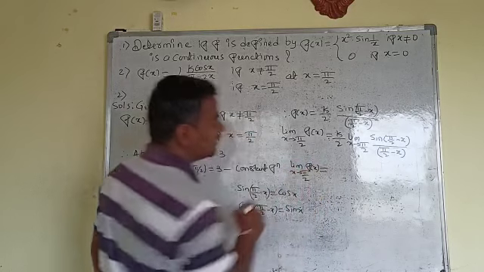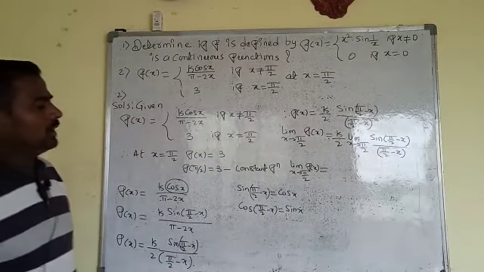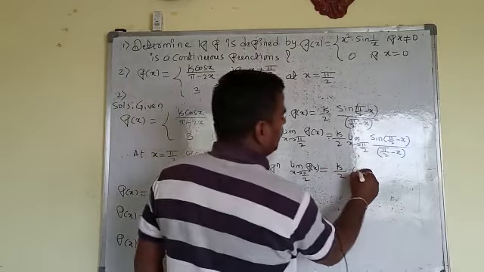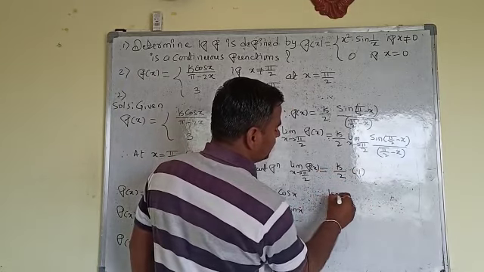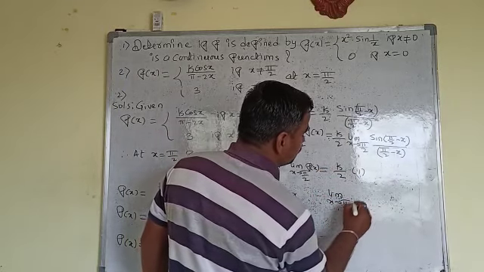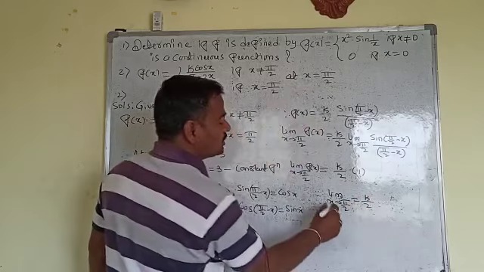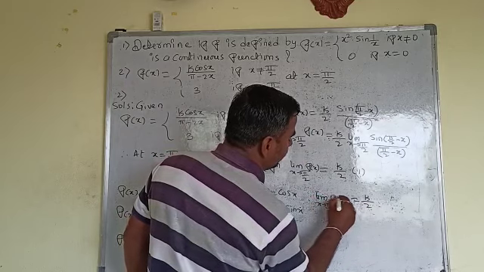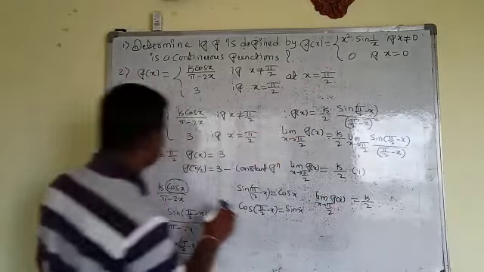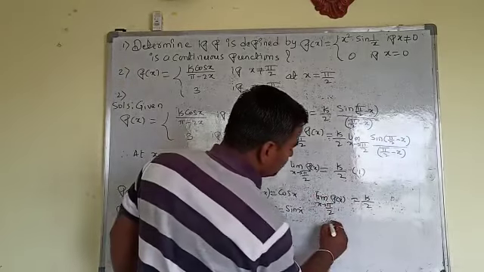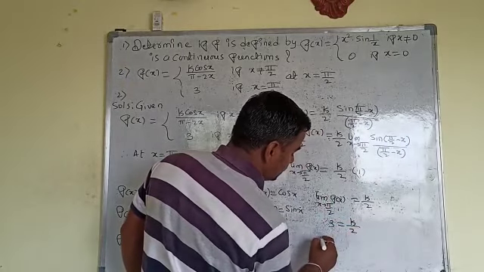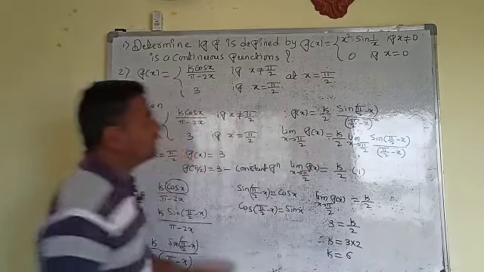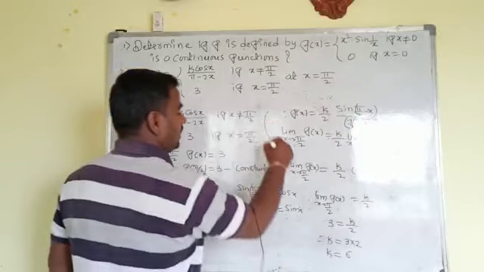f of x, and we can express this one as k by 2, this is 1. So therefore limit x tends to pi by 2 is equal to k by 2. This value, limit x tends to pi by 2 of f of x, I can consider where here 3 is there, right? So 3 equals k by 2, therefore k is equal to 3 into 2, k is 6. One very simple method is there.